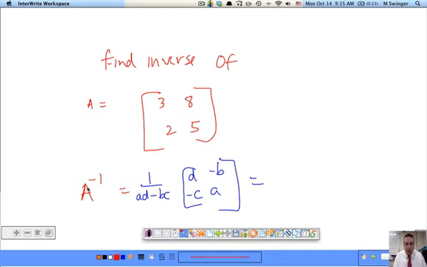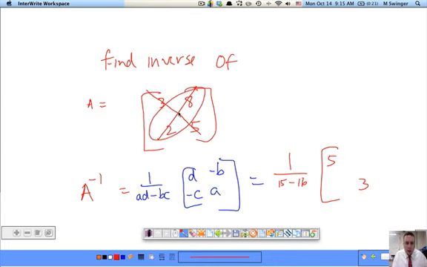Alright? So A inverse is equal to 1 divided by, what's AD? So this and this, 3 and 5. So that's 15 minus BC, that's 2 times 8. So that's 16. 15 minus 16. Times it by this matrix right here. Remember we switched A and D. So here's A, here's B, C, and D. So switch A and D. So 5 goes here, 3 goes here. And you don't switch these, but you just make them opposite. So that's 8, so that's -8. That's 2, so that's -2.